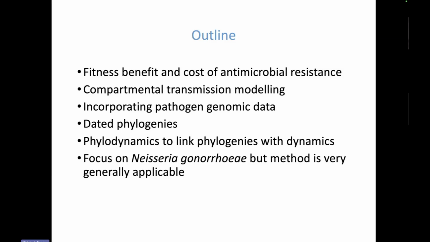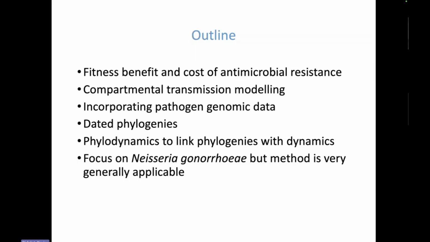And then we're going to look at some methods that have been around for some time, actually, using compartmental transmission models to estimate fitness costs and benefits. Okay, and so I'll show you some examples of that and exactly what I mean by that. This type of method has been around for some time, but what's really new in the research we've been doing recently is to try to incorporate pathogen genomic data into this type of model. So I'll show you exactly how we do that.